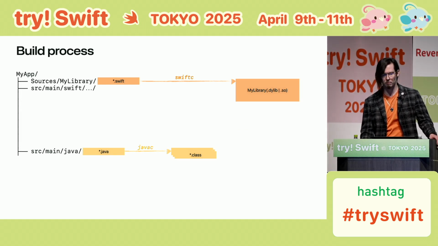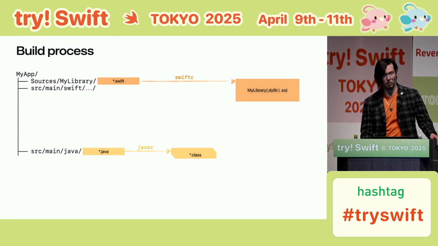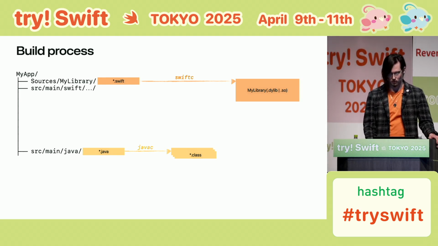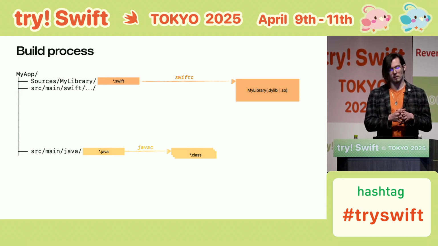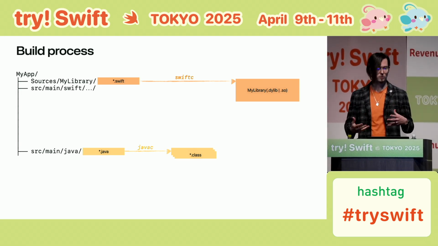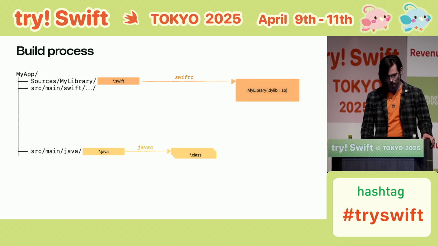You have an app, and it has some Swift sources, and it would also have some Java sources, probably. While Swift C compiles the Swift sources, we can use Java C to compile the classes. In order to have Java have access to the Swift code, we will create a dynamic library out of these Swift sources, right? So this will be a dylib, an SO file on Linux.